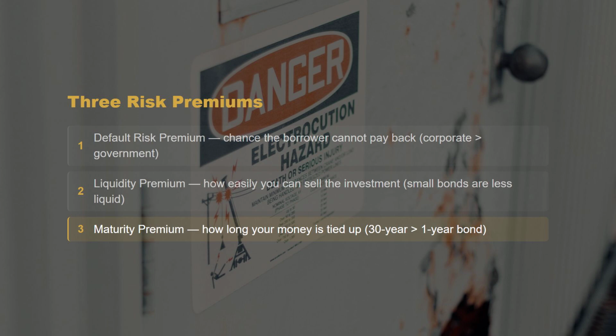Maturity premium. How long your money is tied up. A 30-year bond pays more than a 1-year bond because more things can go wrong over 30 years. You want compensation for that extended uncertainty.